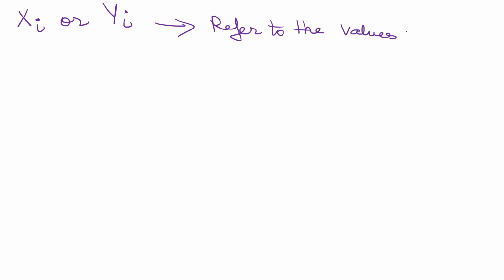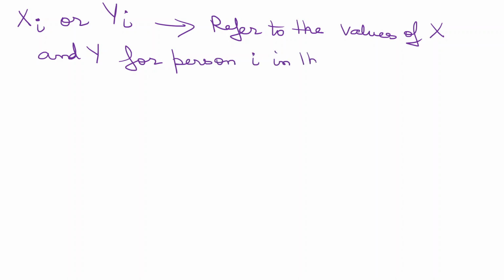The second thing that you have to understand is that in talking about a sample, we'll often talk about xi or yi. What are these xi or yi? Xi or yi refer to the values of x and y, that is the independent variable and the dependent variable, for person i in the data set.